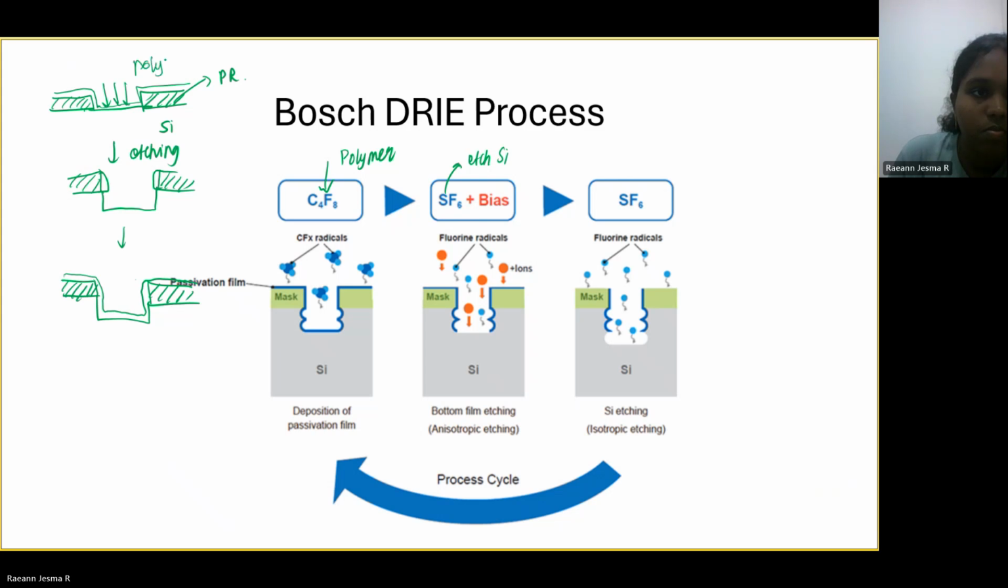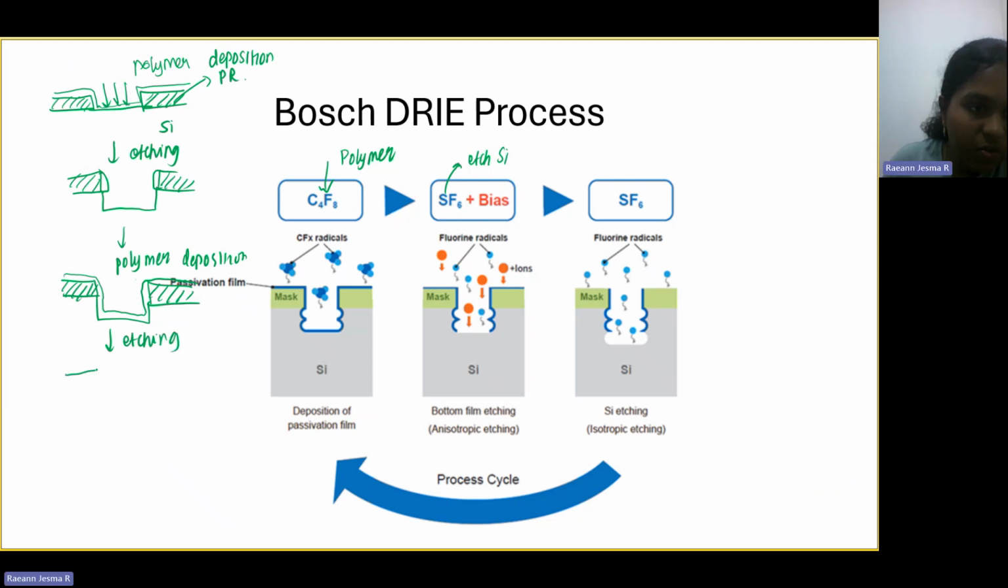This is then followed by the etching phase. So in the etching phase, what will happen is we'll again etch some more. When we do multiple cycles of this etching and deposition phase, what we finally have is a structure like this. These are called scallops. These are characteristics of the samples which are etched using the Bosch DRIE process. DRIE here stands for deep reactive ion etching.